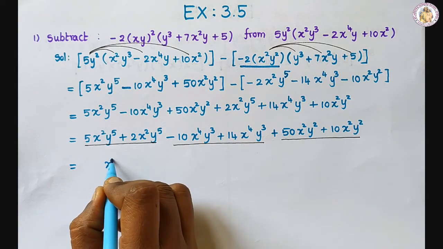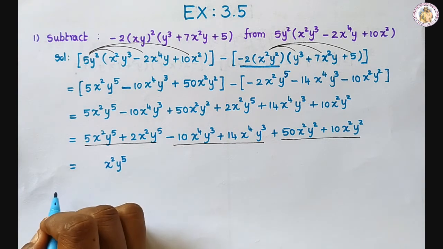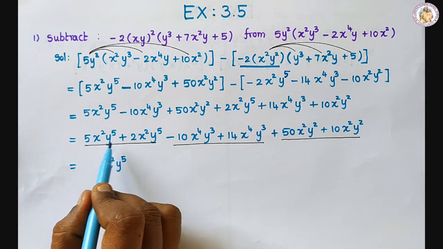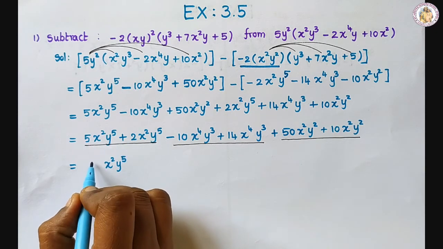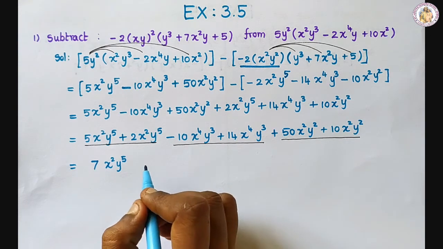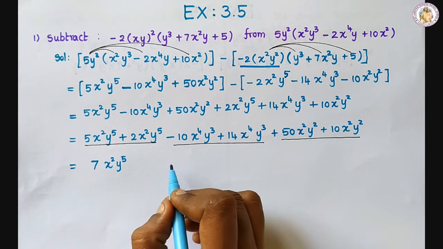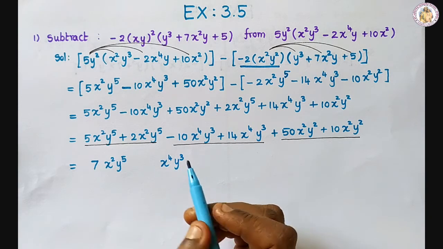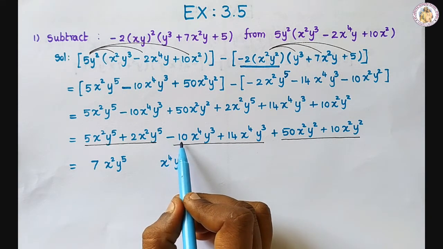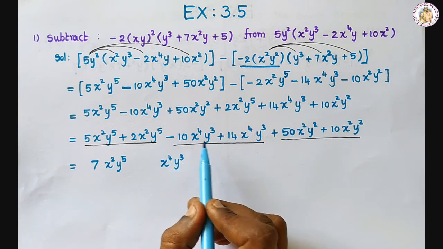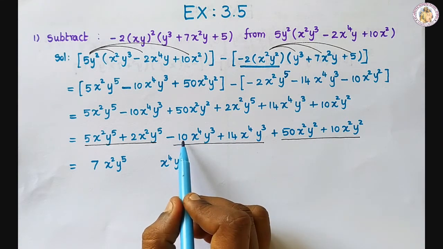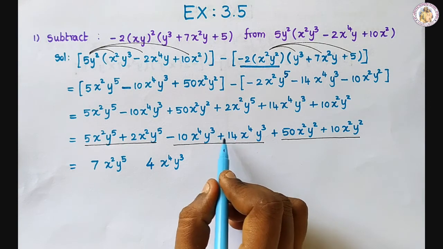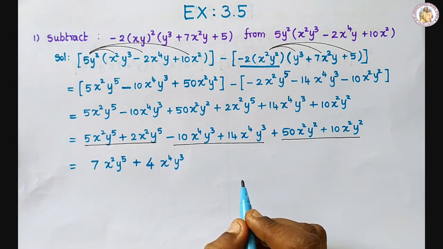This is x squared y power 5. Listen, numerical coefficient plus plus, both are same sign. So add these numbers with the sign, that is 7. Plus 7, no need to put. And then here x power 4 y cube term, here numerical coefficient minus 10, here plus 14. Minus plus, different sign. So what is the difference? 10, 14, 4. Which one greater number? 14, that sign is plus, so put plus sign.